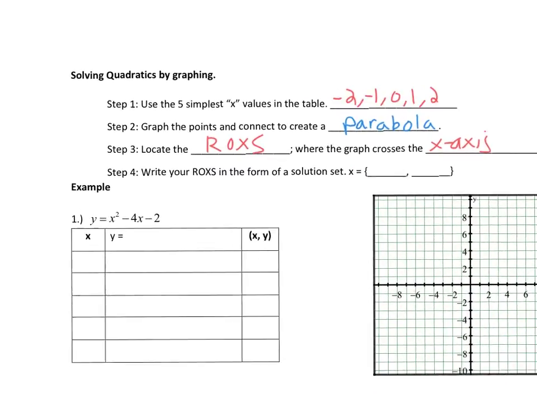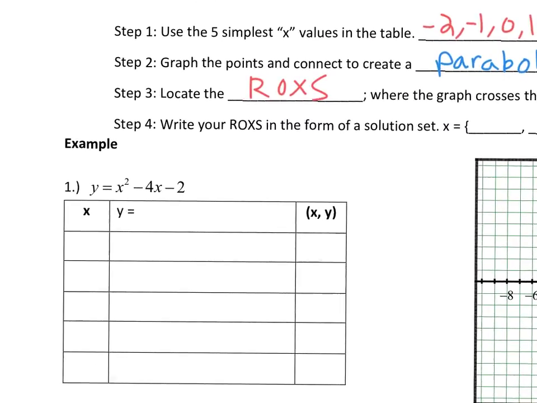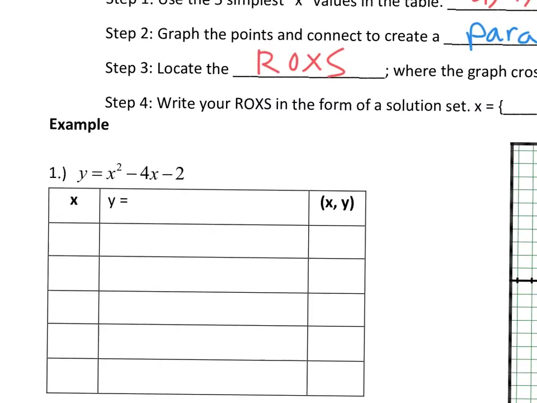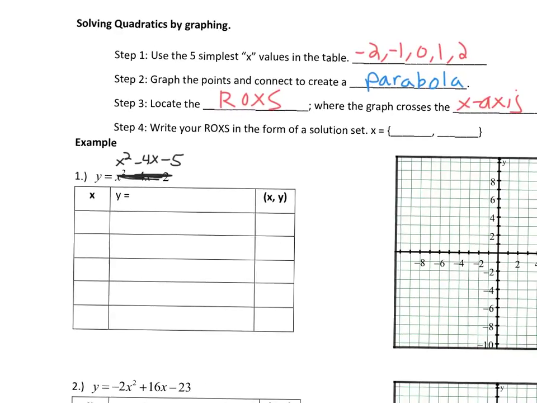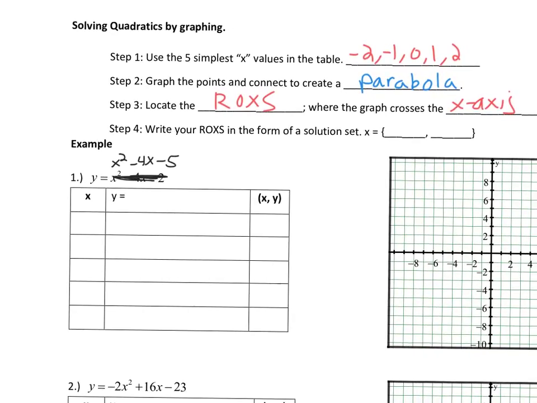All right, good. What I want to do here is number 1, 2, and 3. I need to change these. I apologize for making you change them, but let's cross these out. Cross this out. We're going to put x squared, and we're going to put minus 4x, leave that the same, but then we're going to change this to minus 5, because then this one does not pass directly through the x-axis, and I really want you to see how to locate your solutions by graphing by hand, okay?